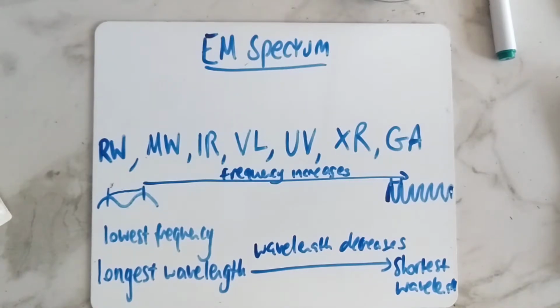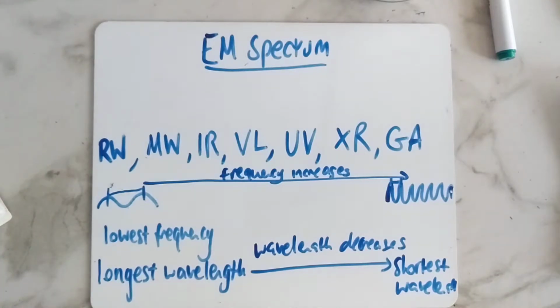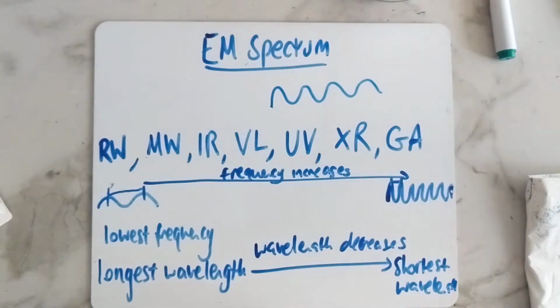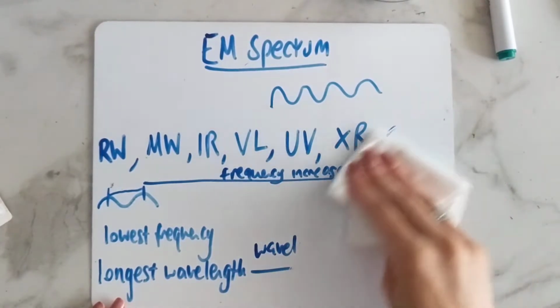So all EM spectrum waves are transverse waves, so really important that you remember that. Don't ever say that they're longitudinal, because they're not. They're transverse waves, and transverse waves were those ones. So let's talk about these individually. So starting with radio waves.